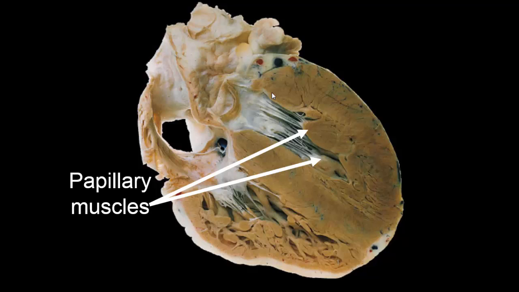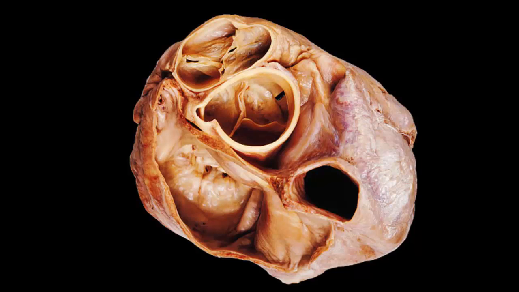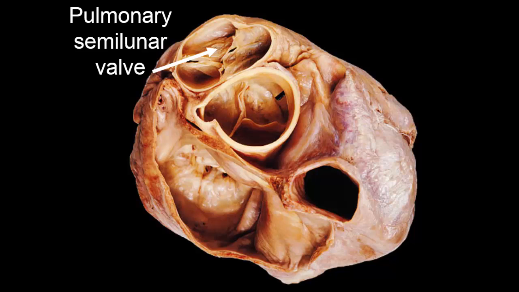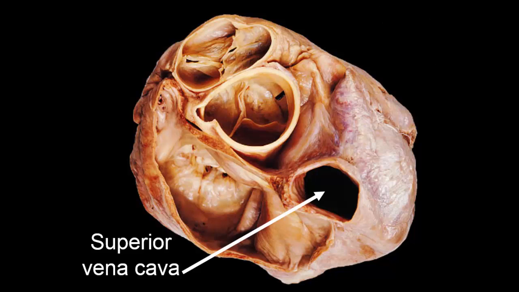This is an autopsy specimen, so this is an actual human heart. There are the trabeculae carneae. Looking at the heart from the top, you get a little appreciation for those valves. Here is the pulmonary semilunar valve and the aortic semilunar valve, and this is the opening for the superior vena cava.